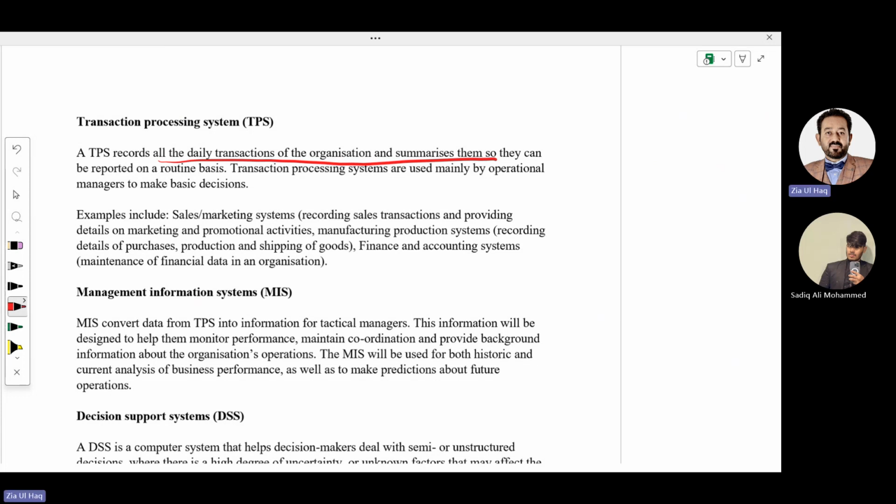Record and process. Transaction processing systems are used mainly by operational managers to make basic day-to-day, weekly decisions. Examples include the sales marketing system recording sale transactions, the purchase department system that records the purchases, and the inventory department system that updates the inventory.